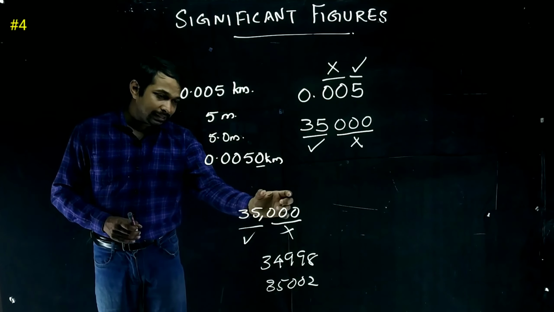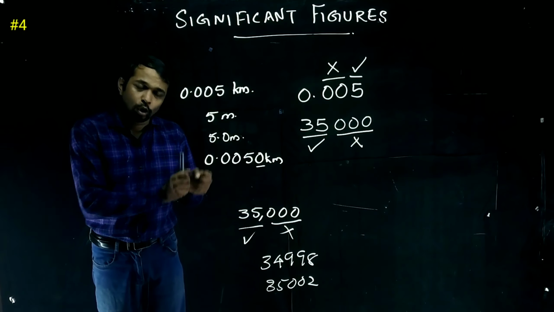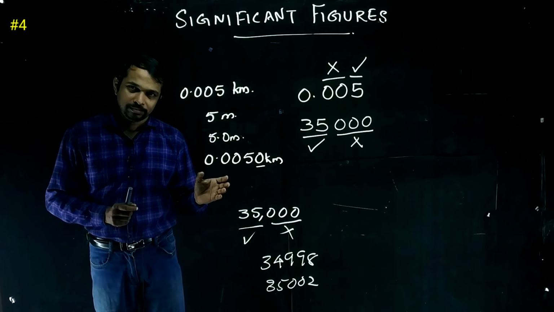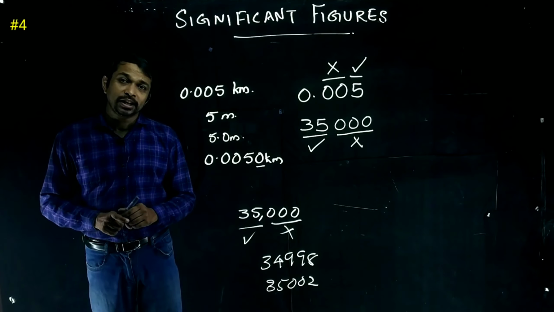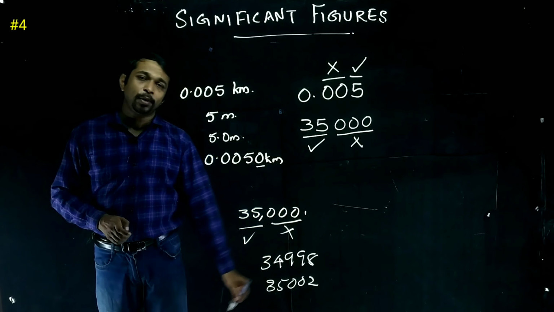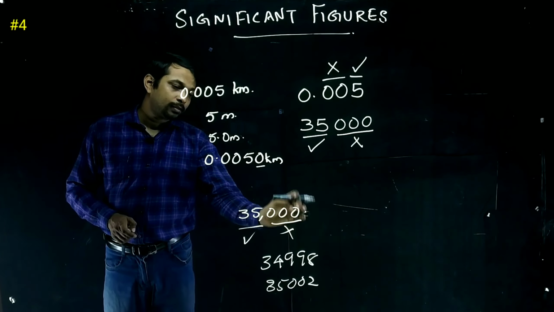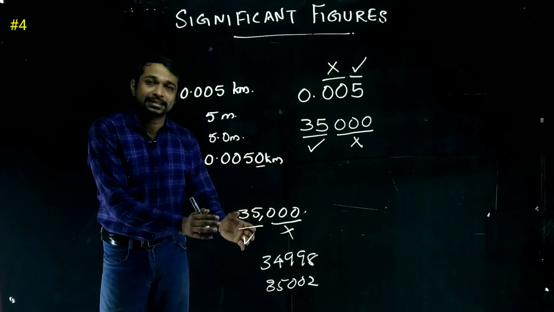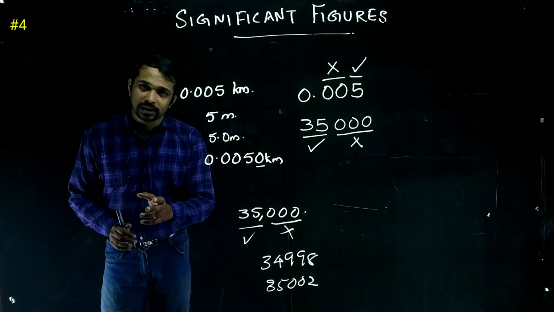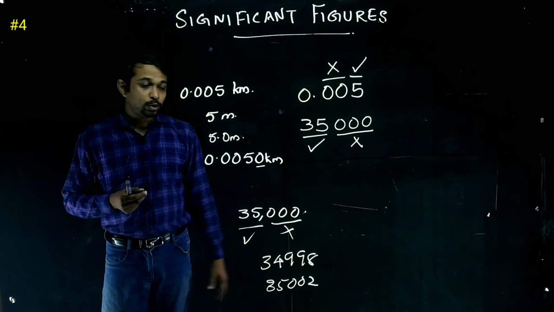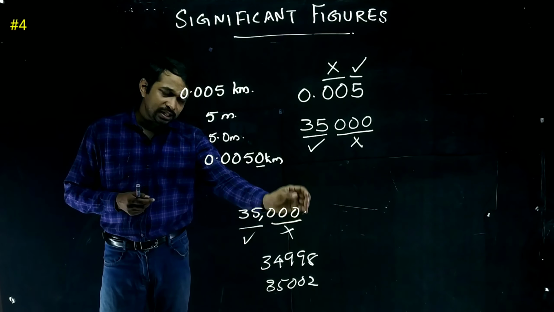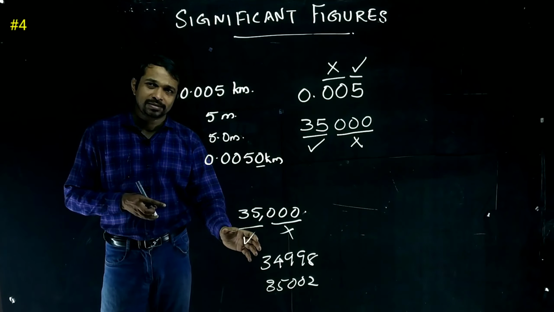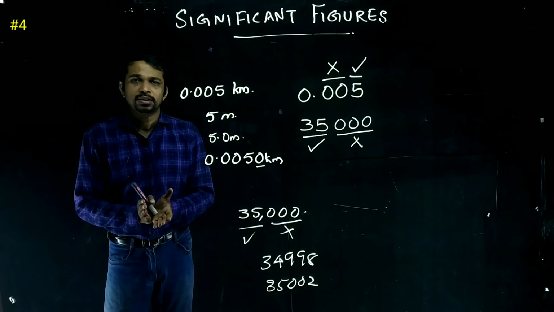So here also these three zeros are just holding their position. They are not giving you the precision. If it was exactly 35,000, there should have been a decimal point here, by which we will say that okay, this is exactly 35,000 and the number of significant figures will come up to 5. But because there is no decimal point, we are not sure that this is exactly 35,000. This is somewhere around 35,000.